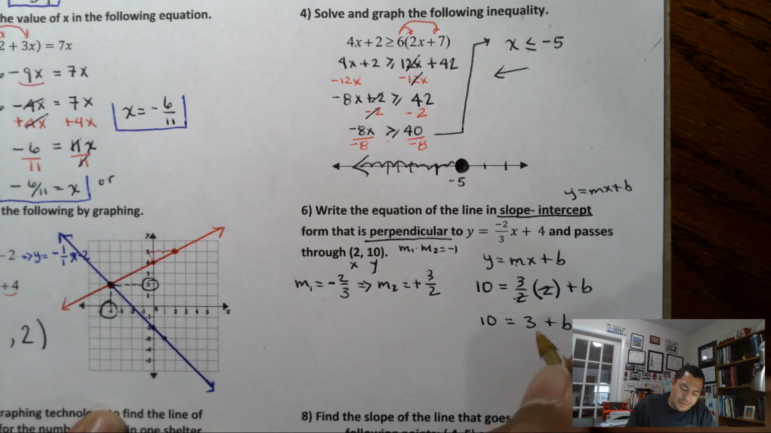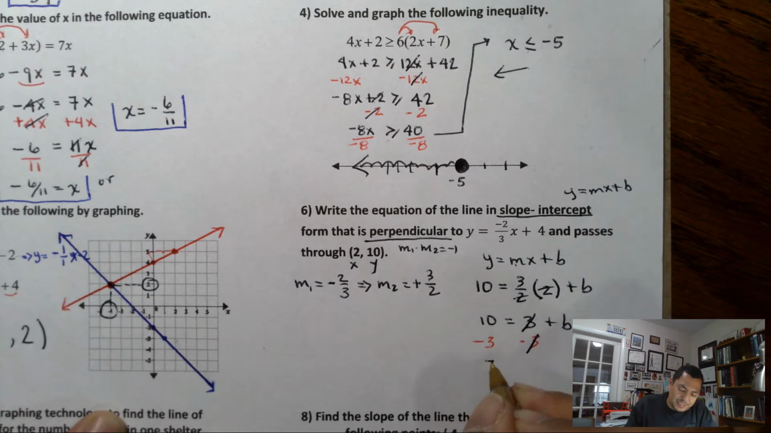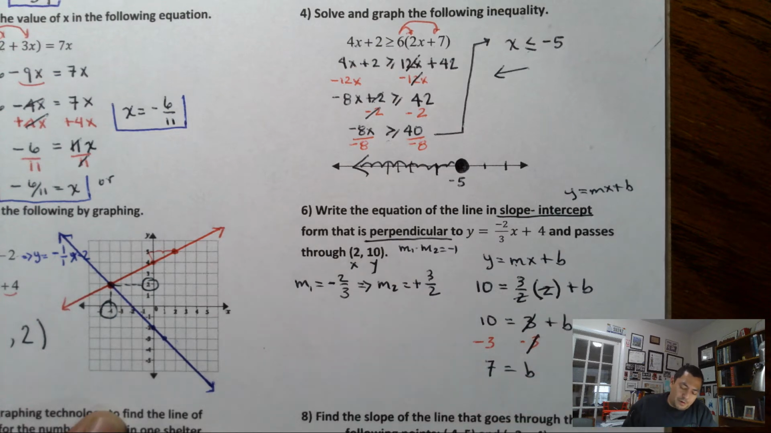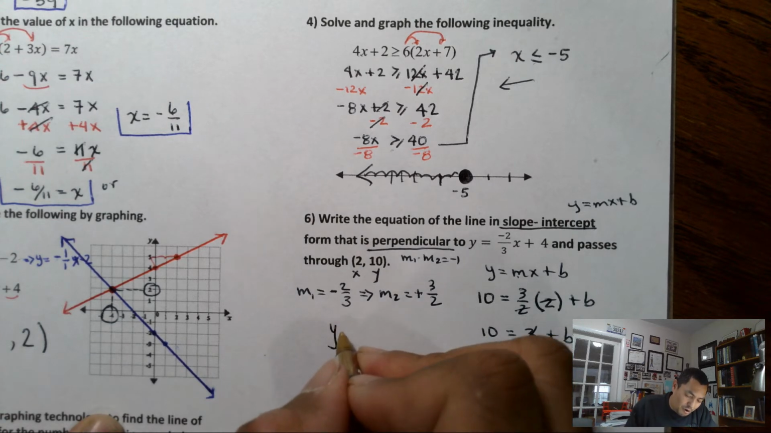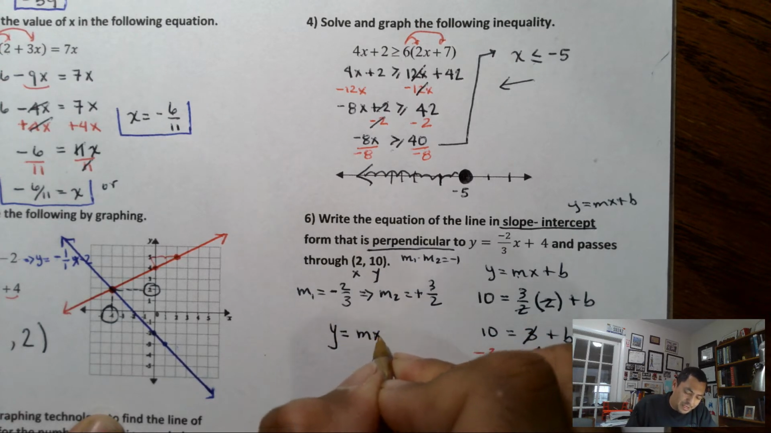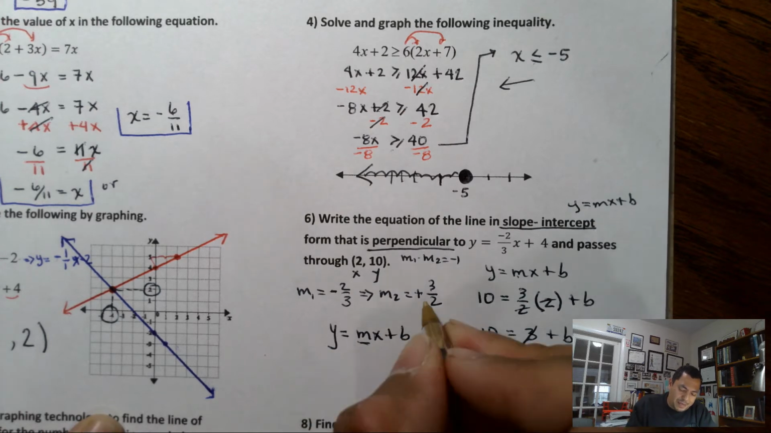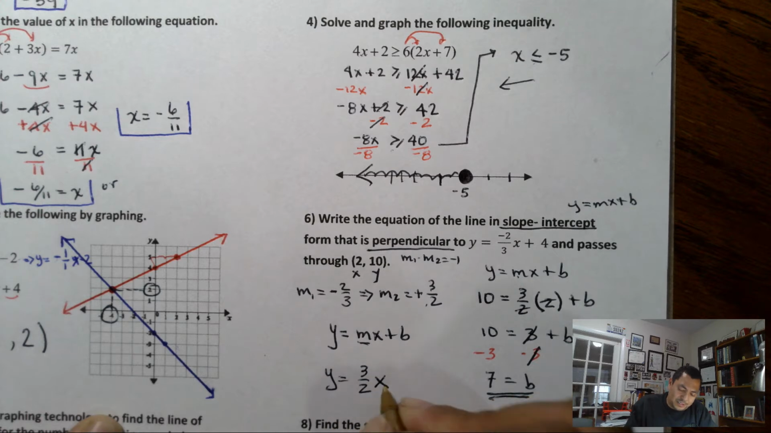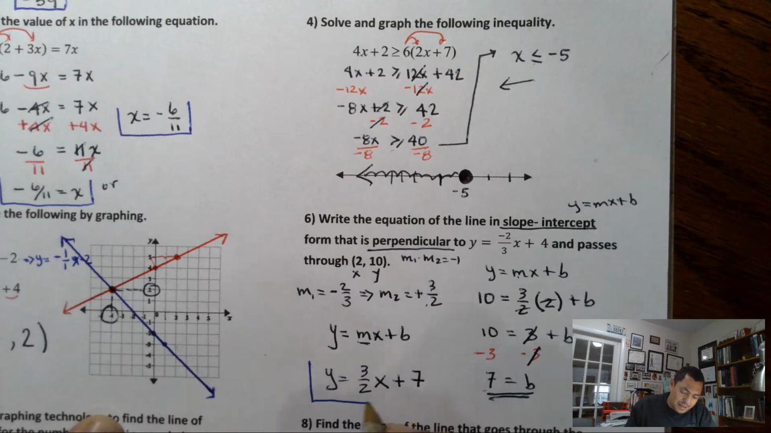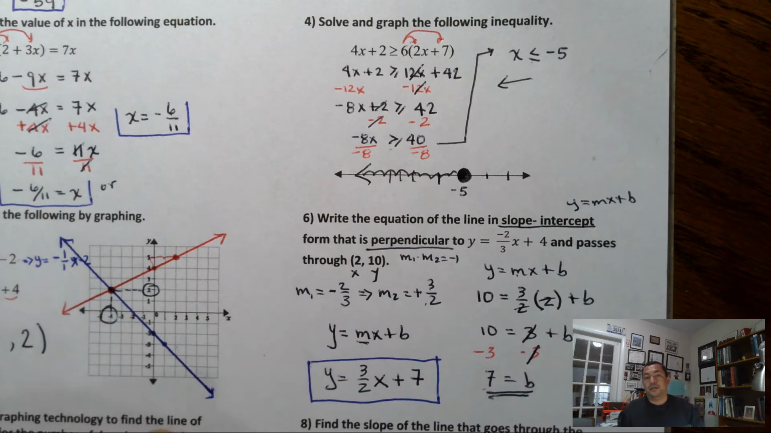Let's get rid of that 3 because it's next to the b. So minus 3 minus 3. These 2 go away. 10 minus 3 is 7 equals b. Okay, that's the y-intercept. Now I'm ready to write the equation. Remember, in slope-intercept form, mx plus b. I know the m is 3 over 2. So y equals 3 over 2 x plus 7. And this is the solution to that problem.